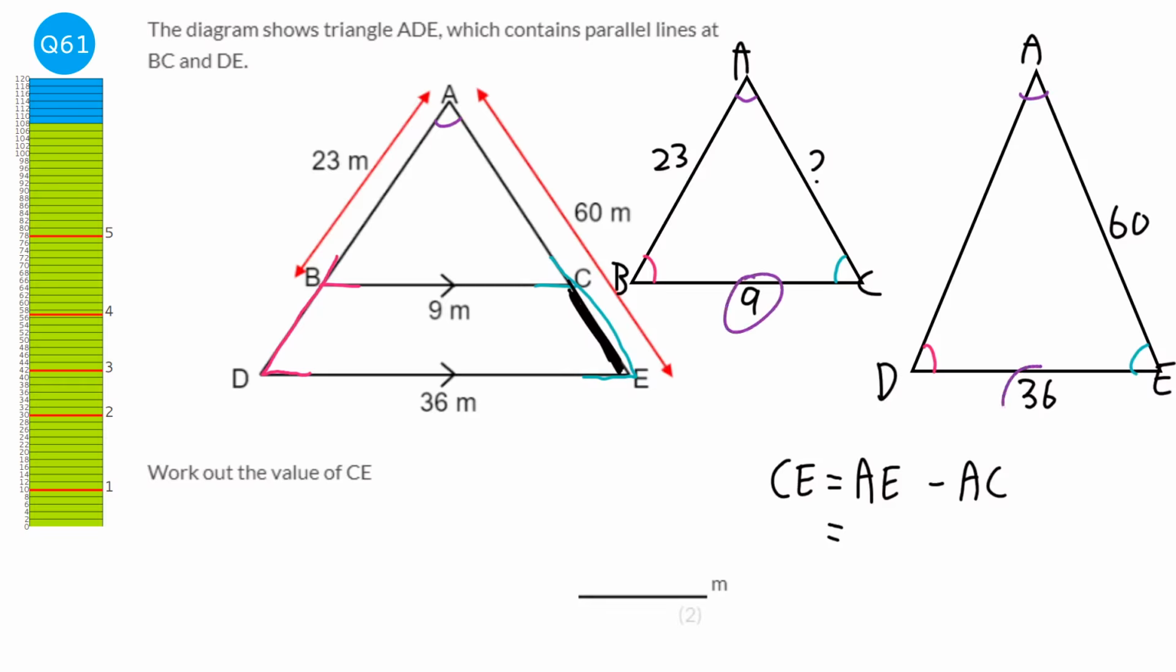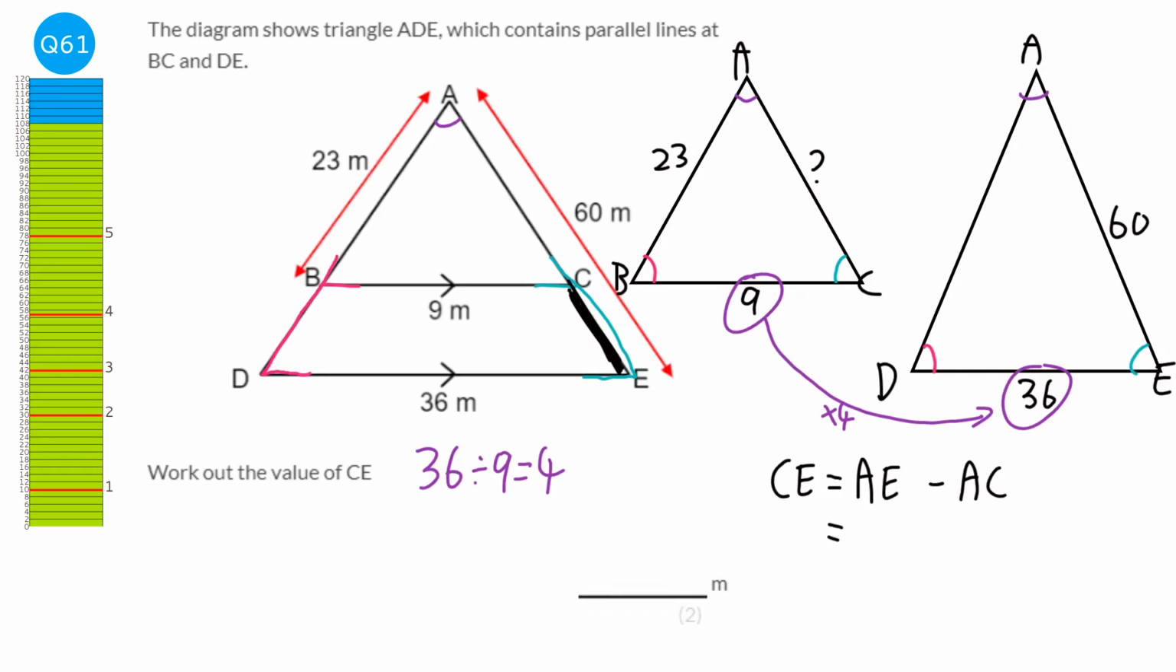So we need two corresponding lengths that we know both of them. So we've got the 9 and 36 here. Because these two triangles are similar, we know that we can work out what the scale factor is. And to work out the scale factor, you do big divided by small. So 36 divided by 9, and we work out that that is 4. So we know we're going to have a scale factor of 4. So to get from the smaller triangle to the big one, we times it by 4.